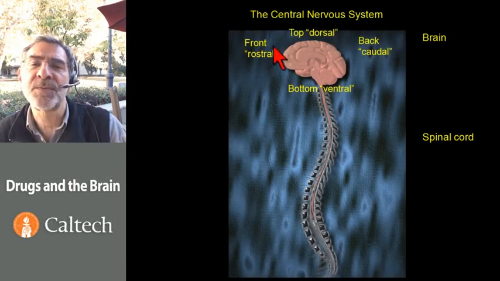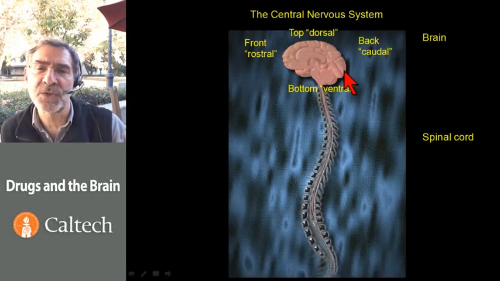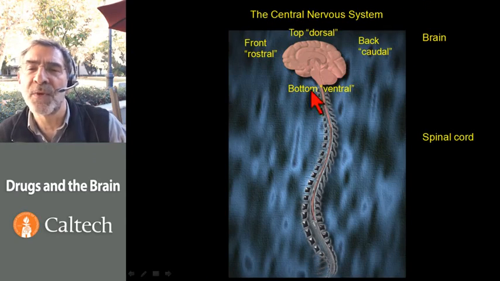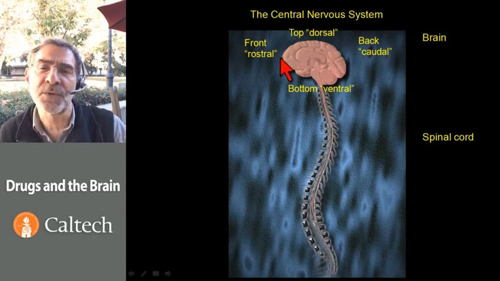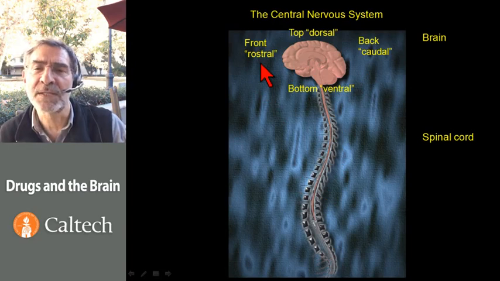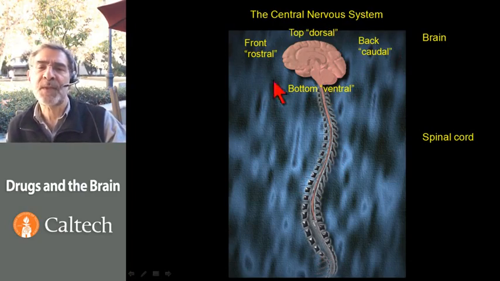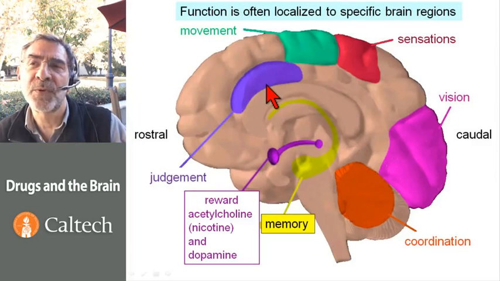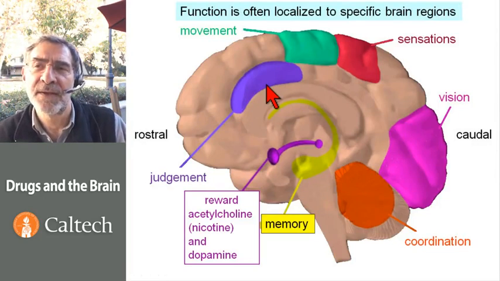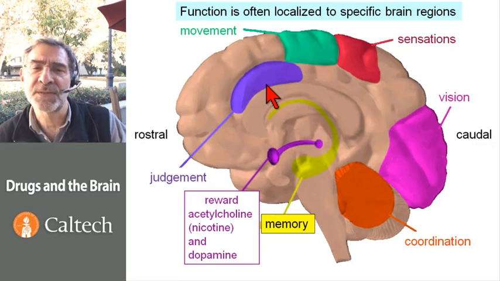The central nervous system consists of two major parts, the brain at the top and the spinal cord projecting out from the brain. The front of the brain is the rostral direction, the back of the brain is the caudal direction, the top is dorsal, and the bottom is ventral. Now, an important concept is that specific brain regions are often the seats of specific functions.